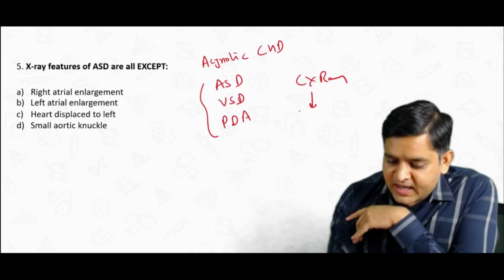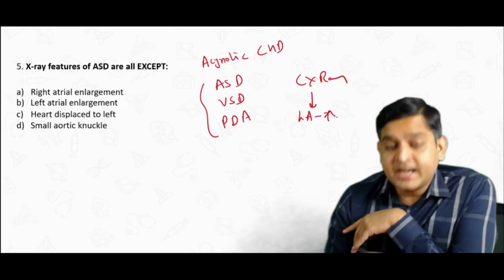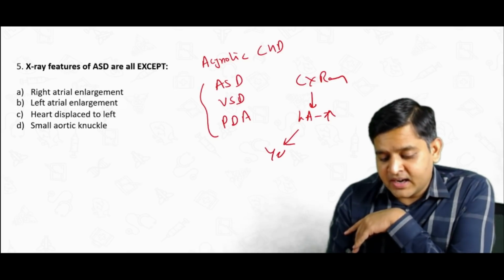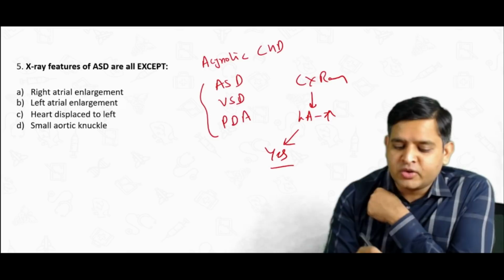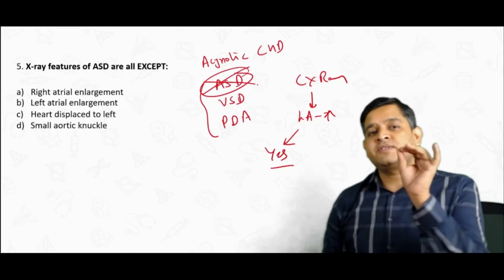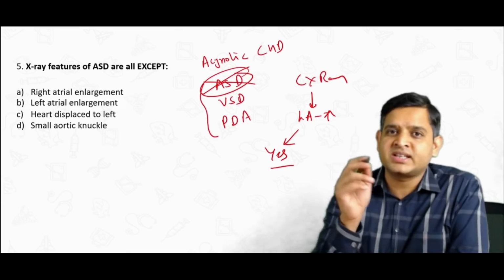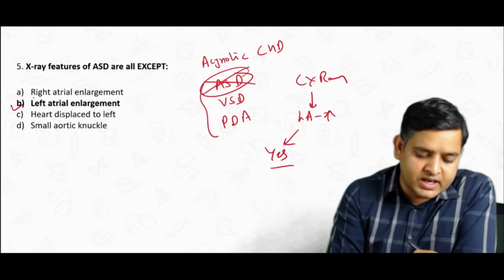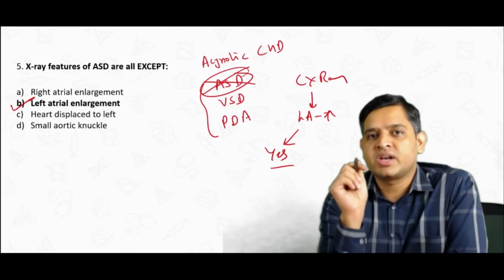Now, you look at the left atrial enlargement, and it is to be noted, if left atrial enlargement is present, one disease that you can rule out is ASD. Left atrium is never enlarged in ASD, and that is what the examiner is trying to ask you over here. The answer is left atrial enlargement.